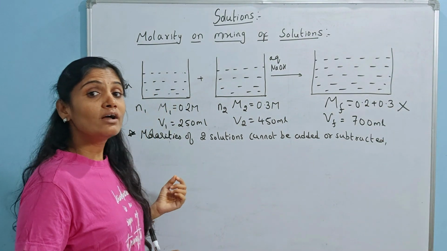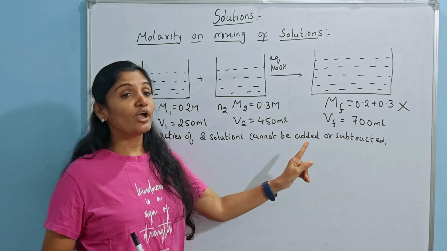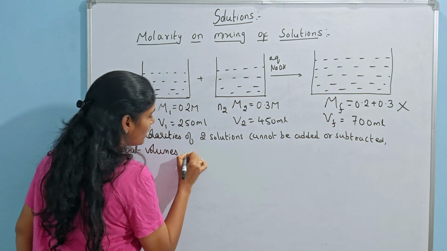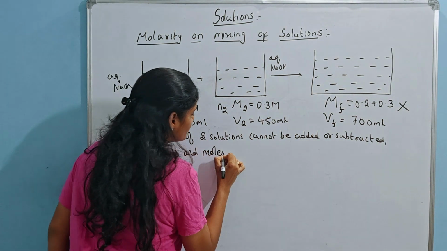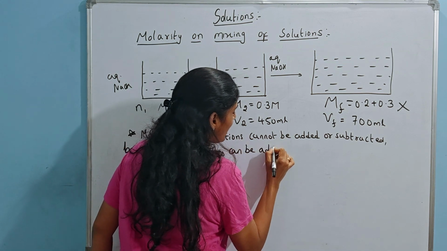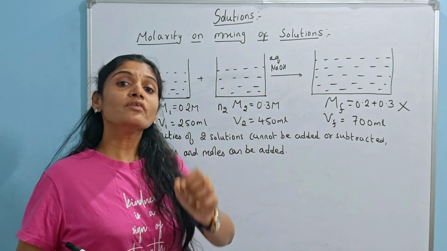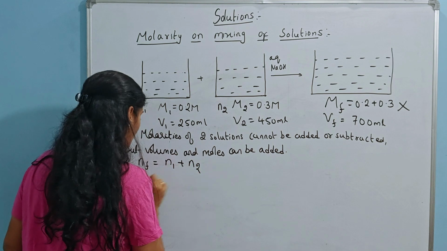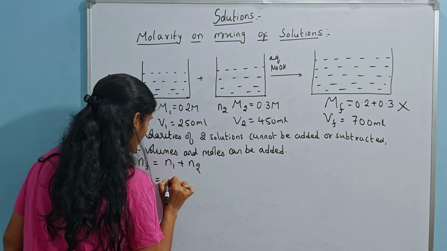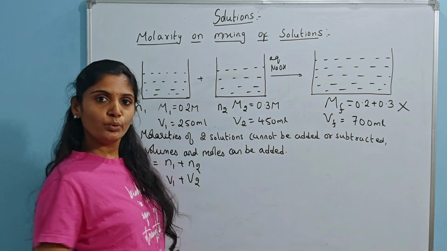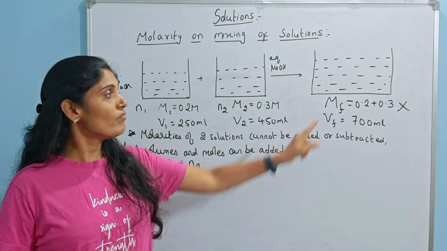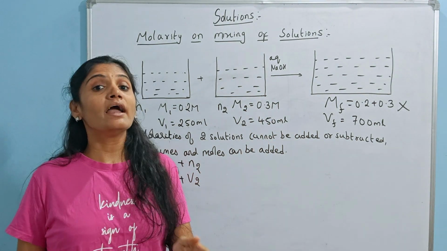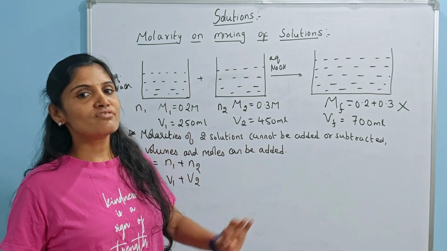So what should we conclude from here? Molarities of two solutions cannot be added or subtracted, but volumes and moles can be added. So here, if I want to write the final number of moles, how will I write it? Final number of moles is equal to N1 plus N2. Final volume will be equal to V1 plus V2. So these can be added. So I can get my final number of moles by just adding them. I can get my final volume by just adding them. But I can never get my final molarity by just adding them.